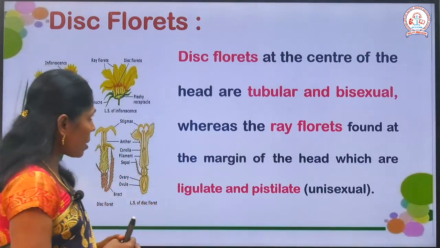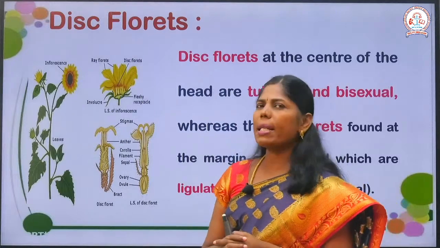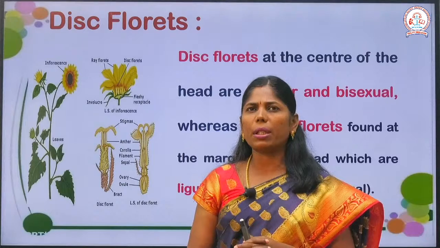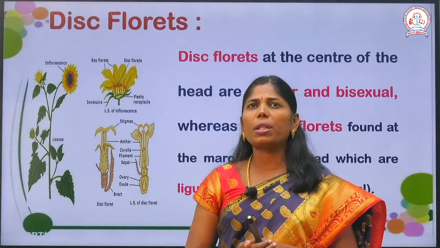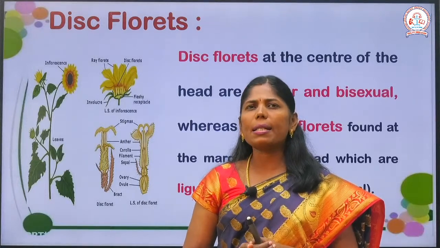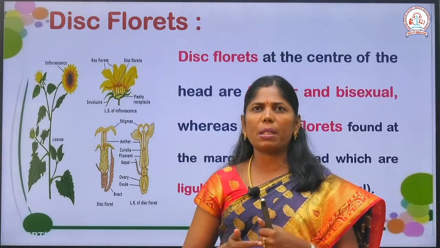So disc florets and ray florets. In the Asteraceae family, we can see two types of florets. Where is the disc floret? It is present in the center of the head inflorescence, otherwise called tubular. It belongs to the bisexual flowers. It consists of male and female parts: the male part androecium and the female part gynoecium are present.